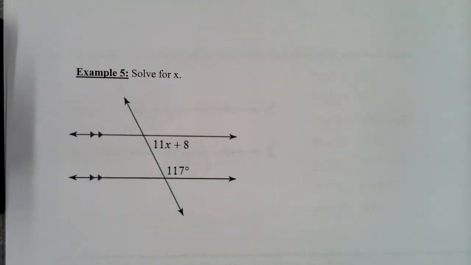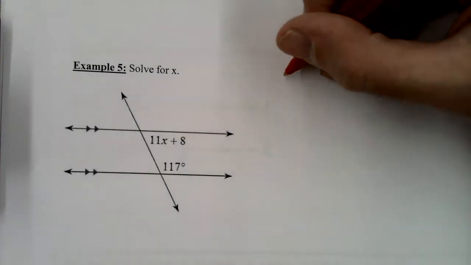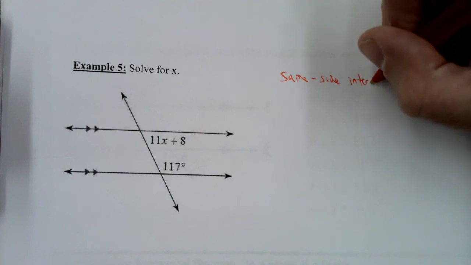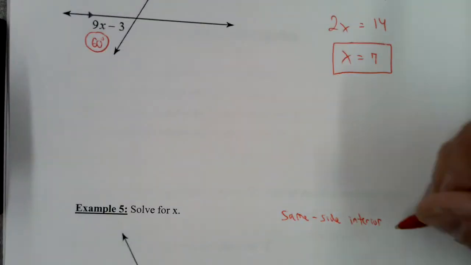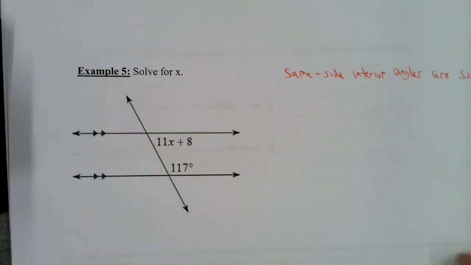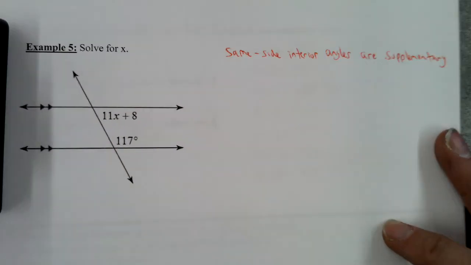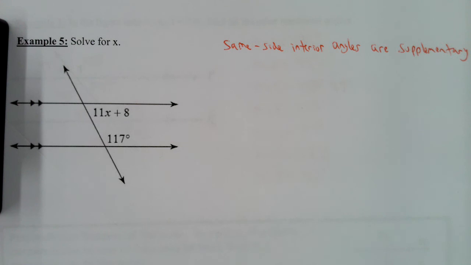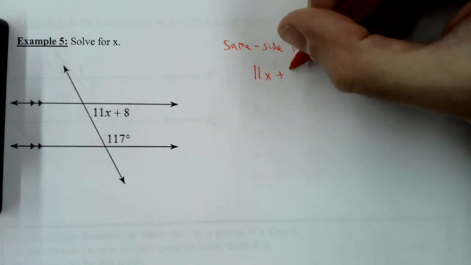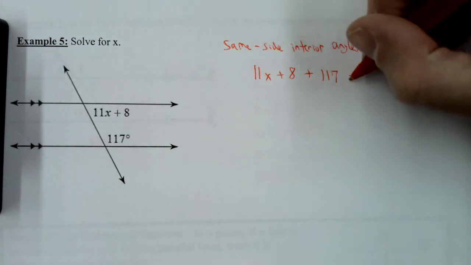Example 5 is tricky. These are same side interior angles. So same side interior angles are supplementary. You don't have to write that. I'm just writing that down so you see what I'm doing. Same side interior angles are supplementary. That means they add up to equal 180. So 11x plus 8 plus 117 has to equal 180.